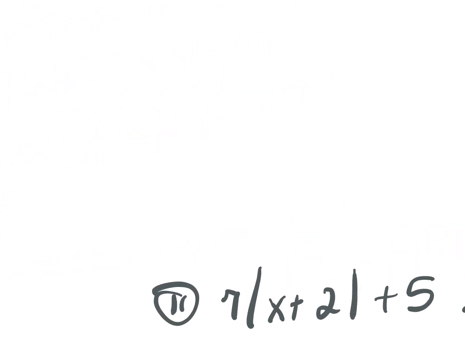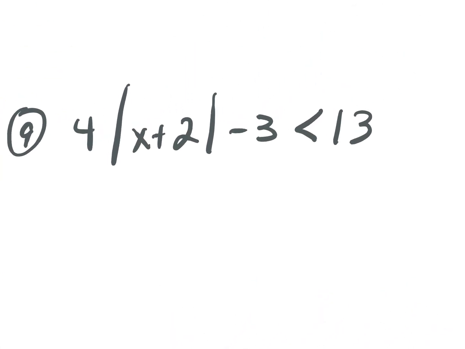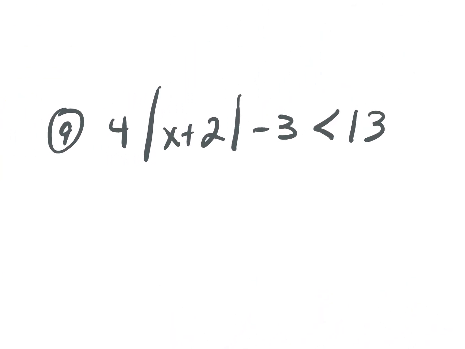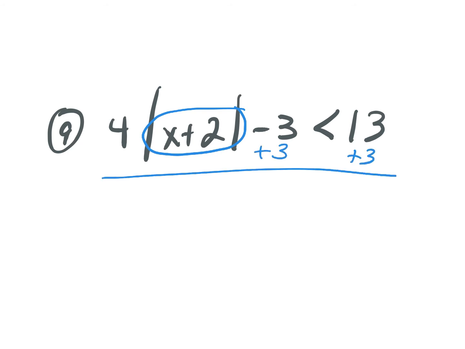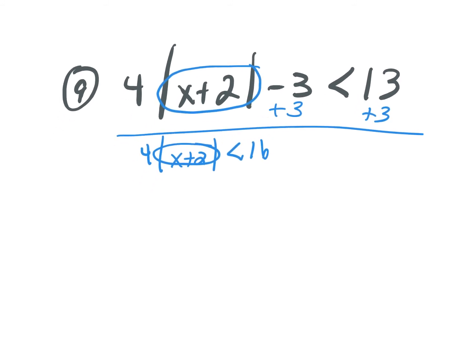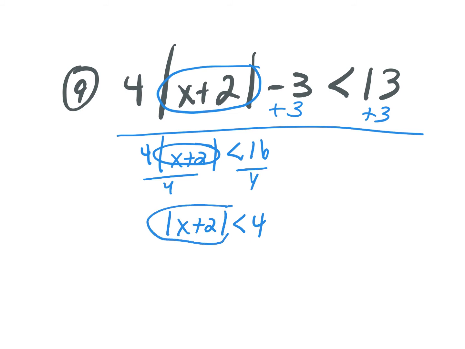All right, let's scoot on over to number 9. I need to isolate this absolute value. What should I do first? I'm going to add 3. Good. So I have 4 times the absolute value of x plus 2 is less than 16. Is x plus 2 isolated yet? No. Okay, so then divide both sides by 4. So you get the absolute value of x plus 2 is less than 4. Okay? We all right? Okay.